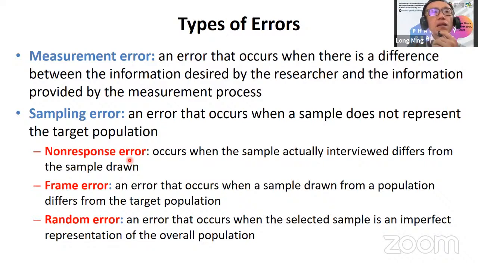Random errors. This is when you are doing your random selection, but either the sampling frame is not accurate or not updated. Therefore, the random selection was considered inaccurate.